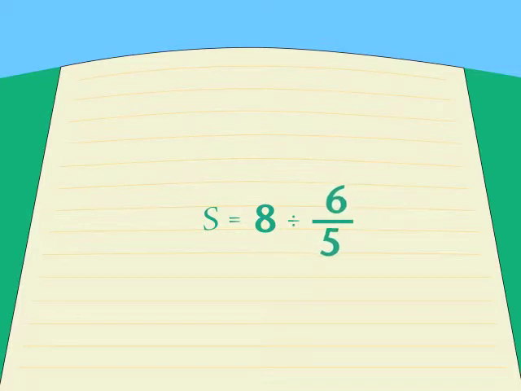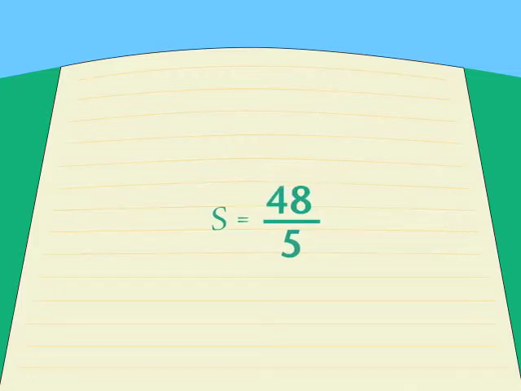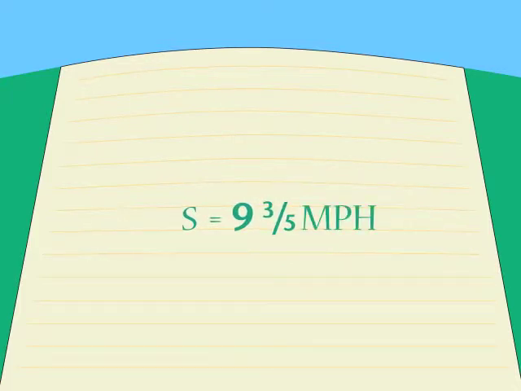We turn the fraction over and multiply. 8 divided by 5/6 is 8 times 6/5, or 48/5, or 9 3/5. So 8 miles covered in 5/6 of an hour gives us an average speed of 9 3/5 miles an hour.